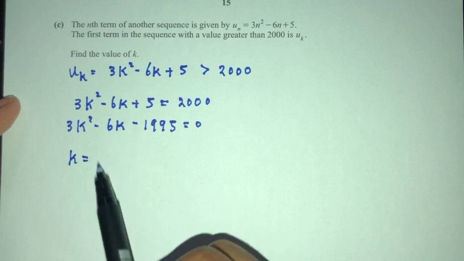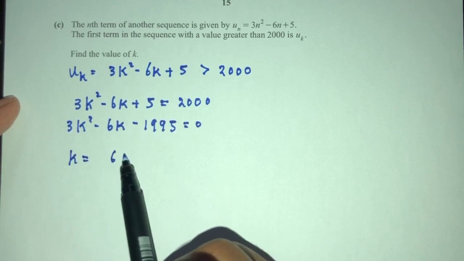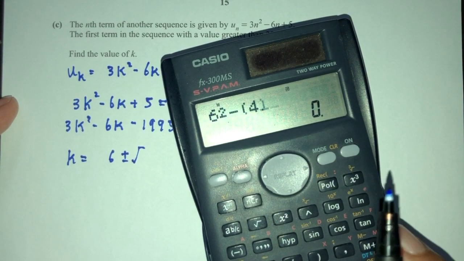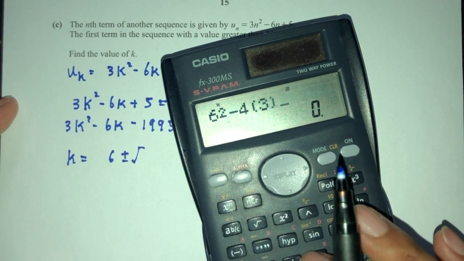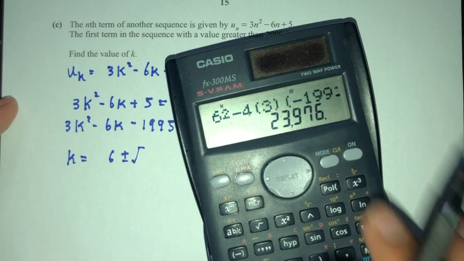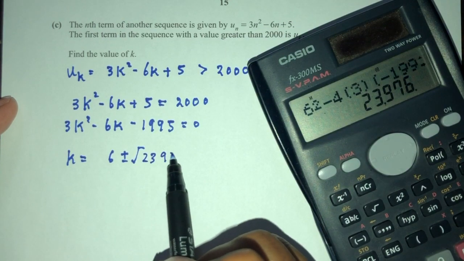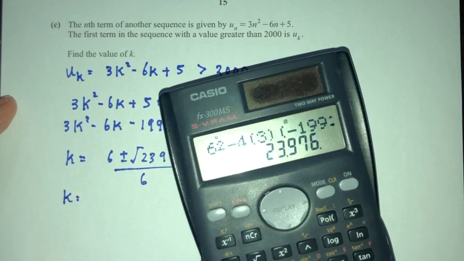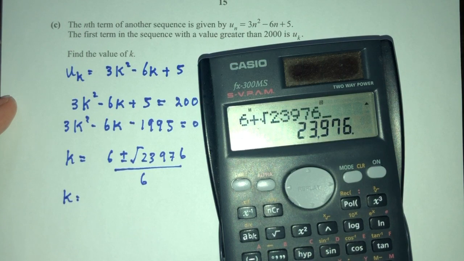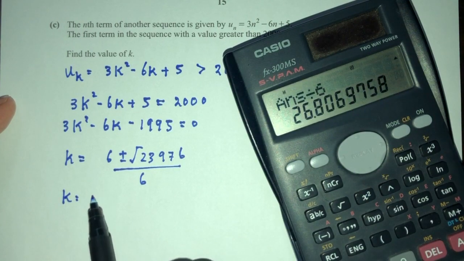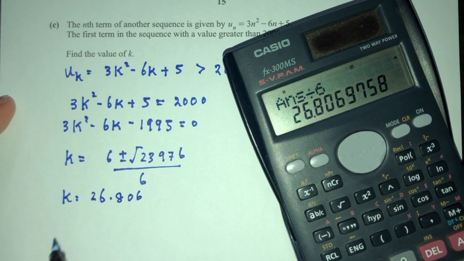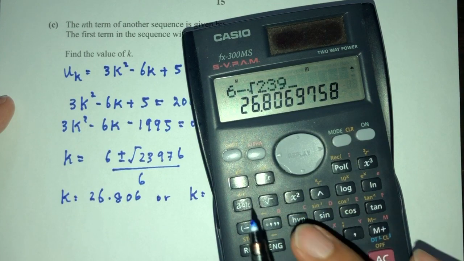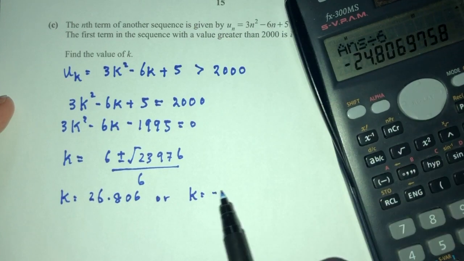So k will be minus b plus minus the square root of b squared minus 4 times a times c, that should be 23976, divided by 2a, that should be 6. So 6 plus root of 23976, that should be 26.806, or 6 minus root of 23976 divided by 6, which is minus 24.8.